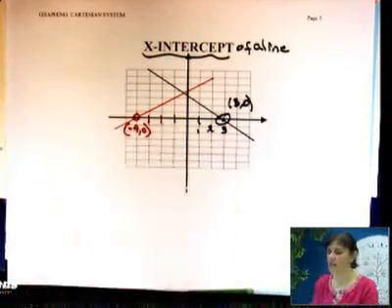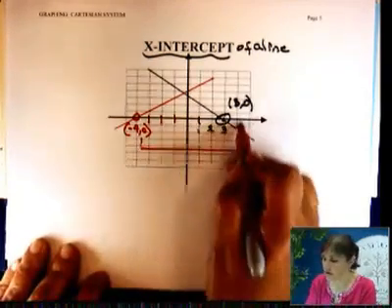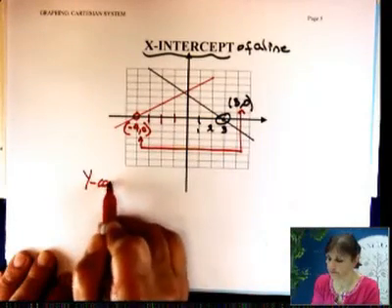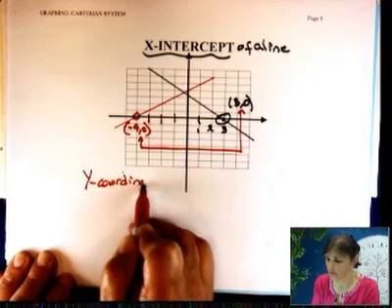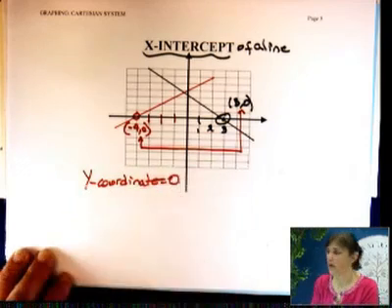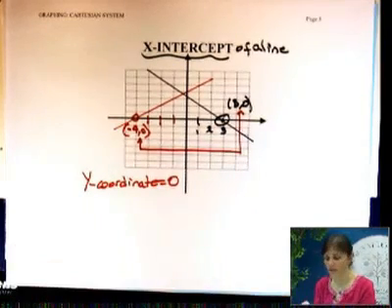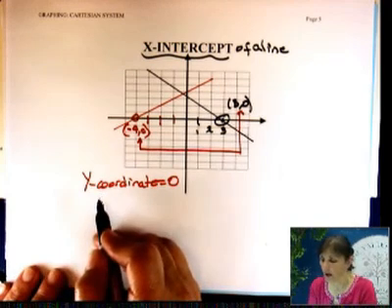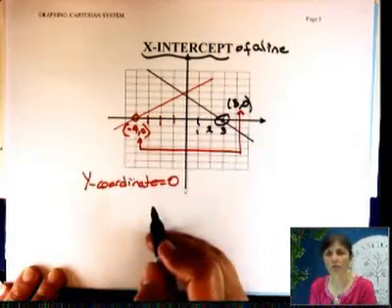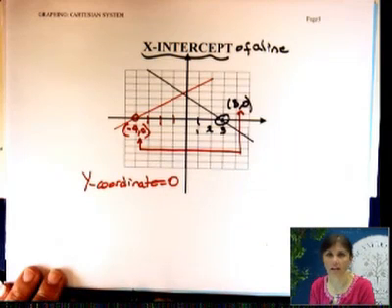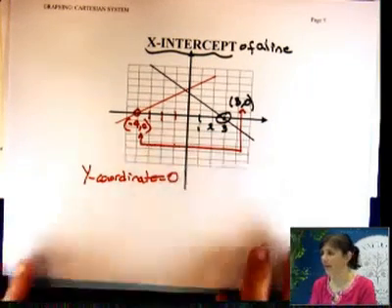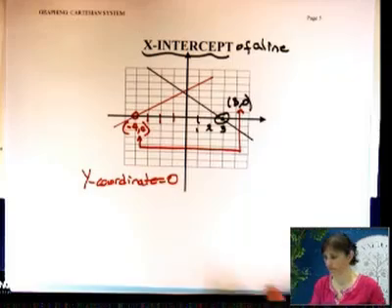What do these x-intercepts have in common? Look at this. Their y-coordinates are 0. So to find an x-intercept, if somebody is giving you an equation, they go, okay, well, here's the equation, find the x-intercept of that line. All you have to do is just put y equals 0 and you'll find your x-intercept. But graphically, this is what it means.